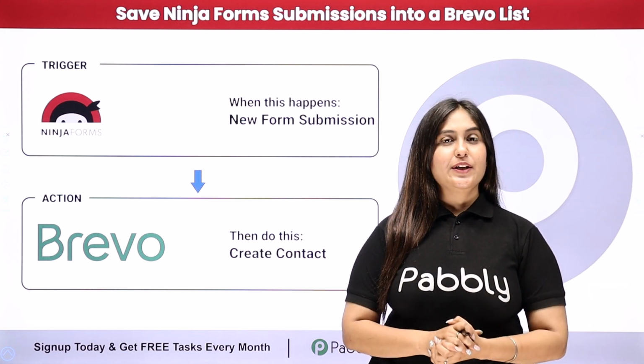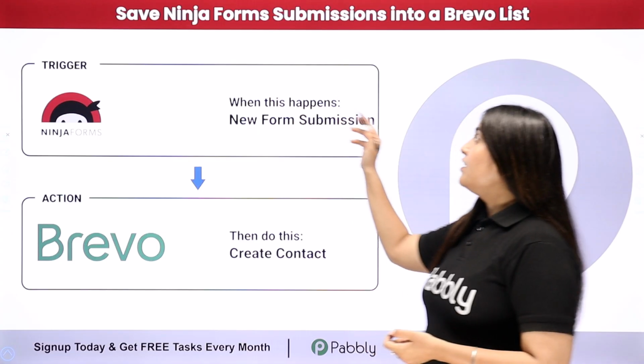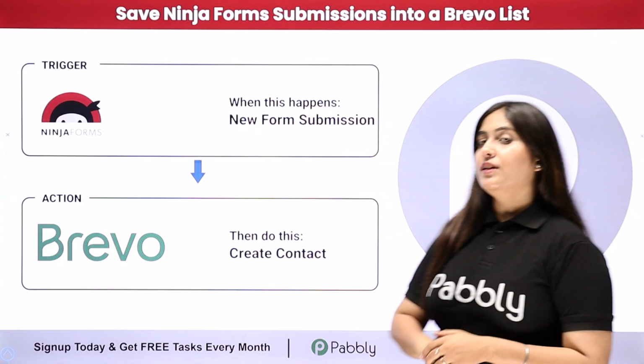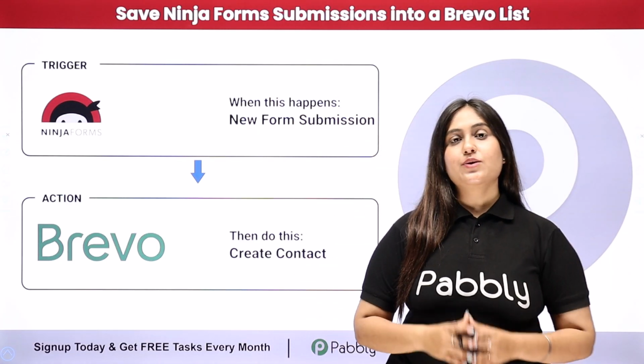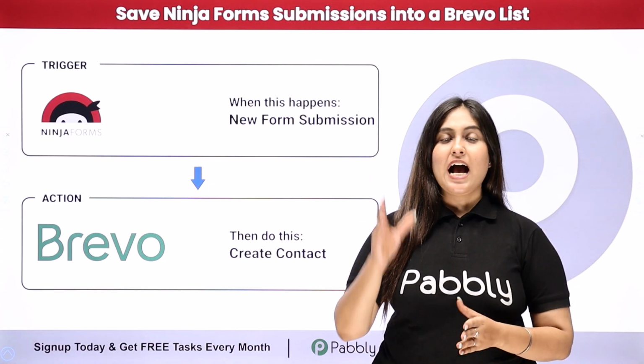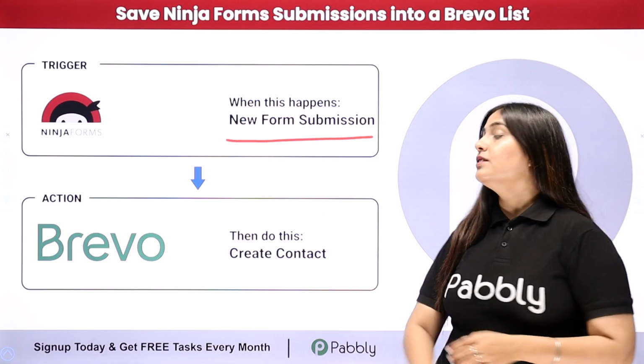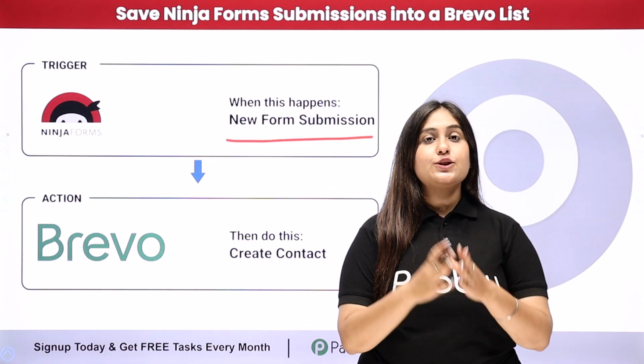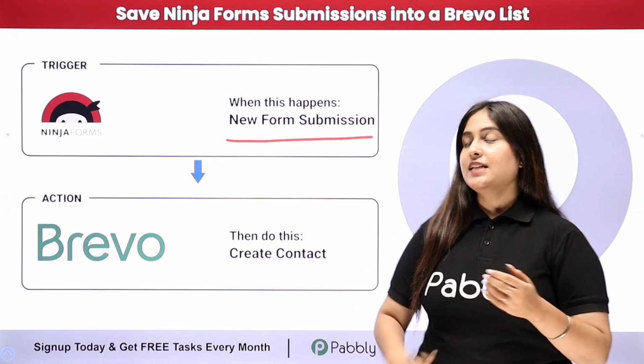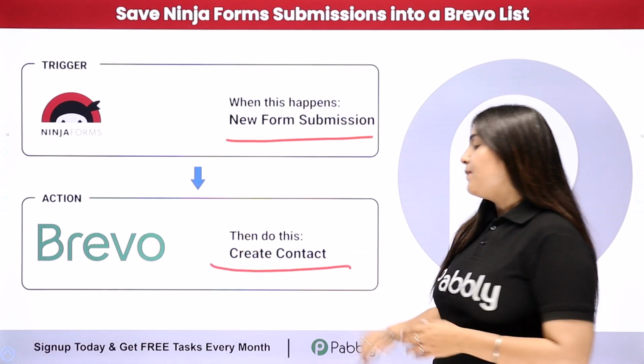In this video, we are going to understand how to save Ninja form submissions into a Brevo list. So I've created an event registration form using Ninja Forms, and here my objective is, as soon as I receive a new form submission, that lead should automatically be created as a new contact in my Brevo account under a specific list.